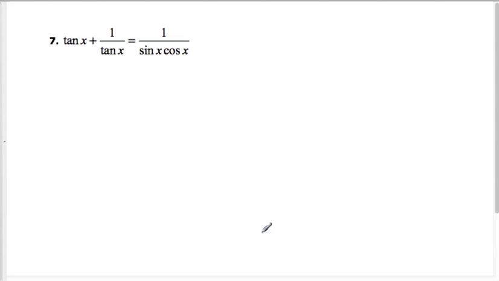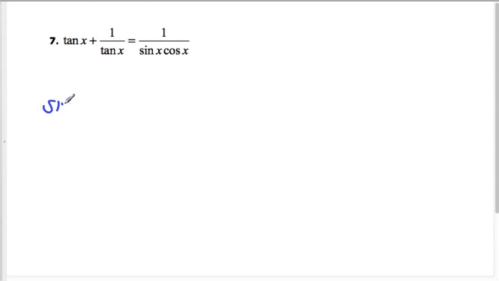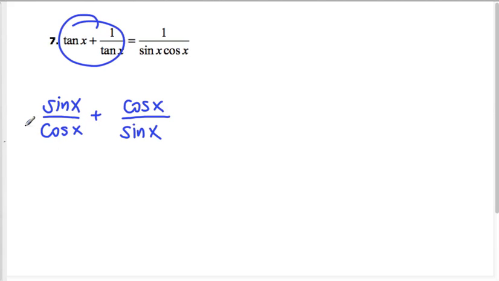Alright, here we go, another tangent example. So if you see tangent, I'm going to change it to sine over cosine. So tangent x is sine over cosine plus 1 over tangent, which is cosine over sine. You can think of it as 1 over sine over cosine, but at the end it's going to be cosine over sine. Okay, and I'm working with the left side here.